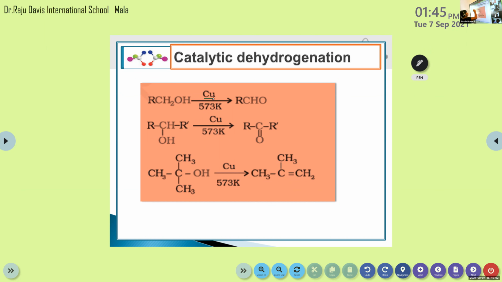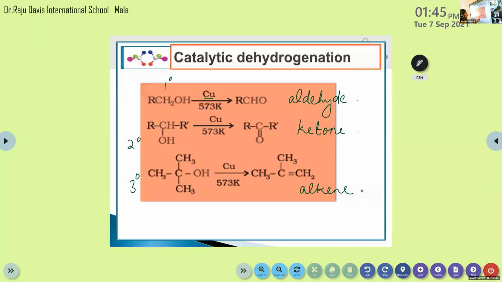In the case of primary alcohol, aldehyde will be obtained. And in the case of secondary alcohol, ketone will be obtained. And in the case of tertiary alcohol, alkene will be obtained. Here the same reagent is used, heated copper at 573 Kelvin.